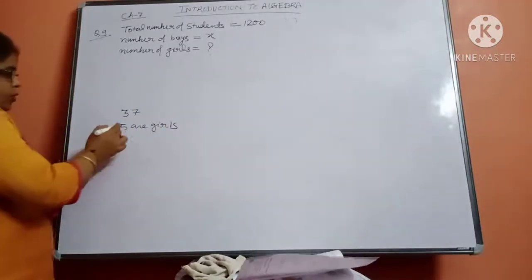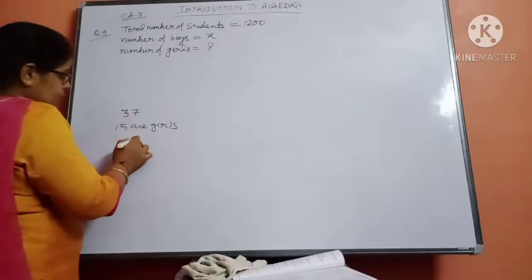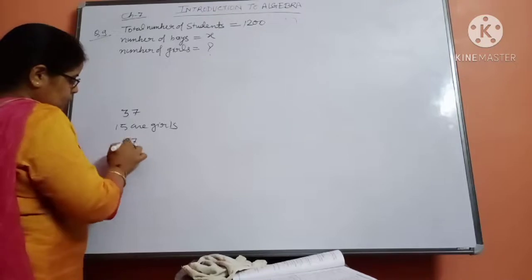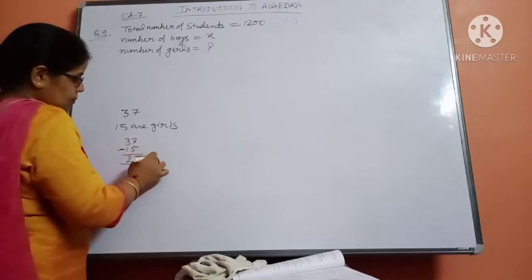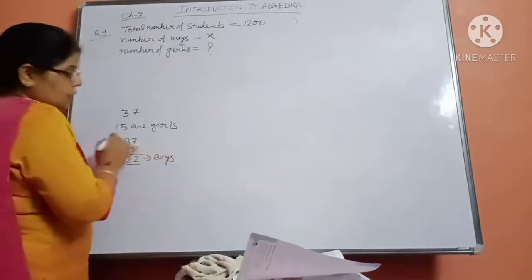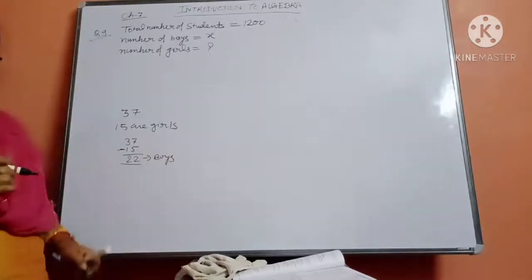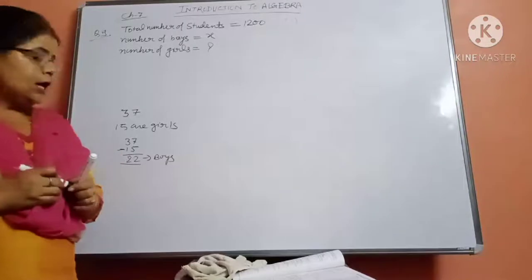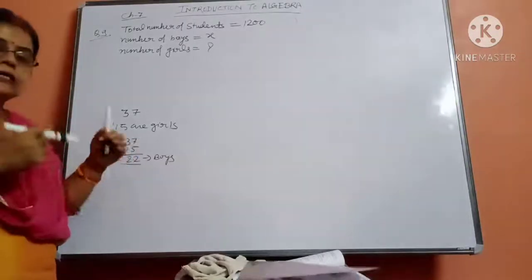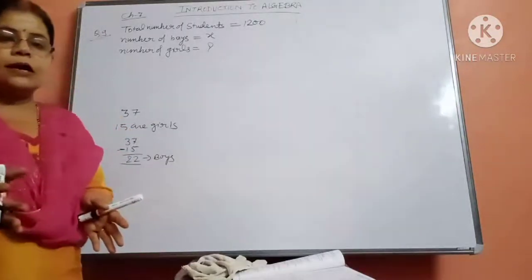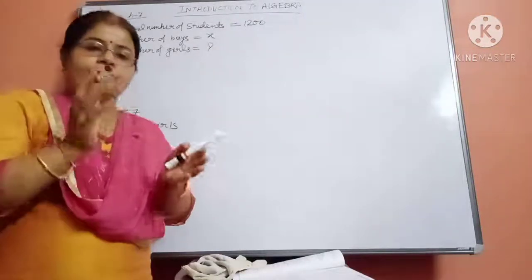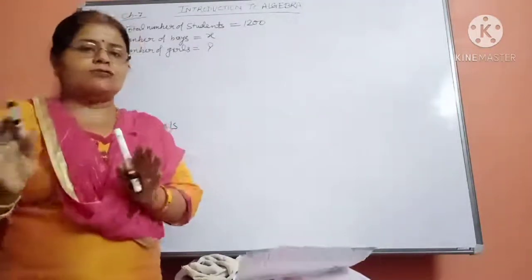How will you do it? You just subtract 37 minus 15. 7 minus 5 is 2. 3 minus 1 is 2. How many boys will be in your class? 22. Okay, in this way we can calculate the number of boys from the total strength of the class. Suppose the number of boys is given to us, then we can calculate the number of girls. If the number of girls is given, we can calculate the number of boys.